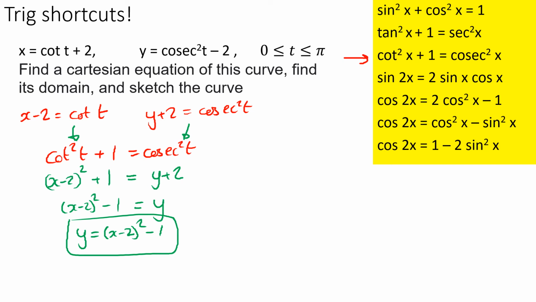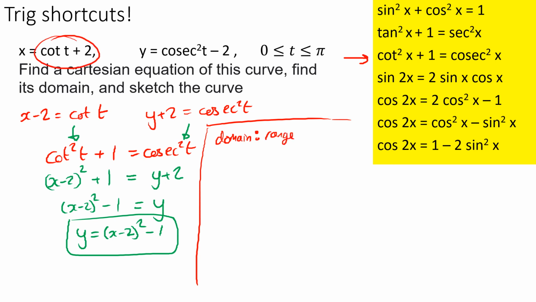Second thing we need to do is find its domain. So again, we need to remember this. If we want the domain of a parametric equation, that's equal to the range of its x function. It's equal to the range of cot t plus 2 for t between 0 and pi. So again, you'll have to sketch that out.